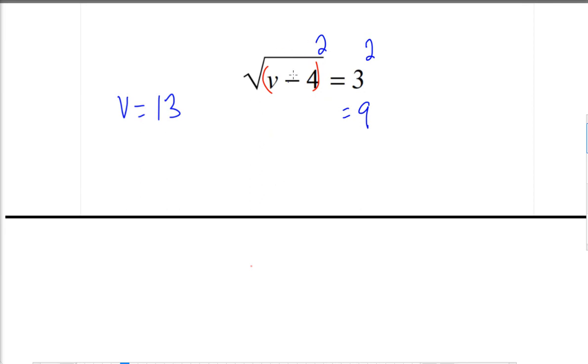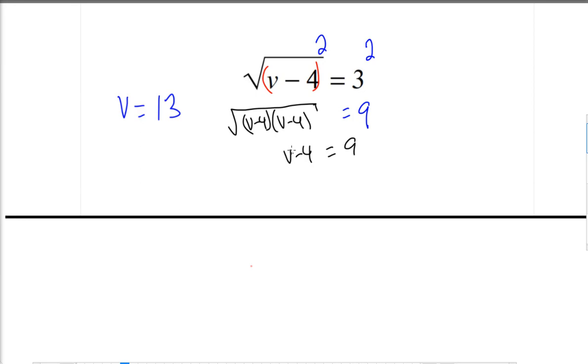And on the left-hand side, we are going to multiply this number, which is v minus 4. So this is a number, and it's being multiplied twice. So let me write it one time. V minus 4 times v minus 4 twice. So what's the square root of that number being multiplied twice? So it's just v minus 4. Okay, that's equal to 9.